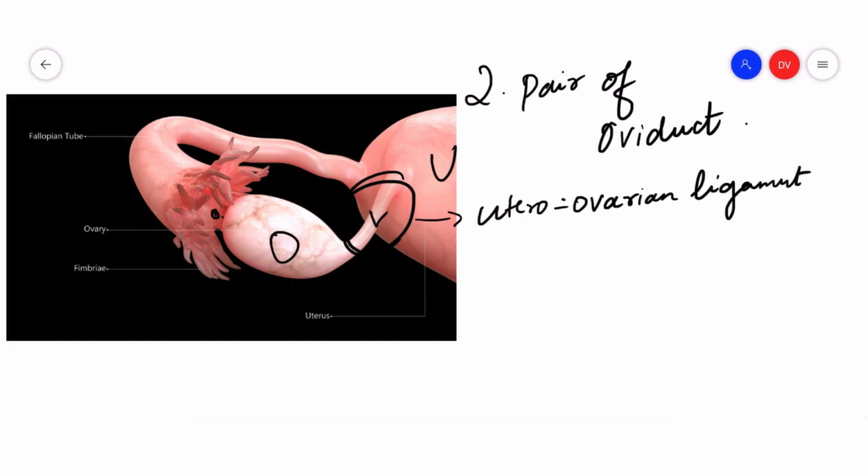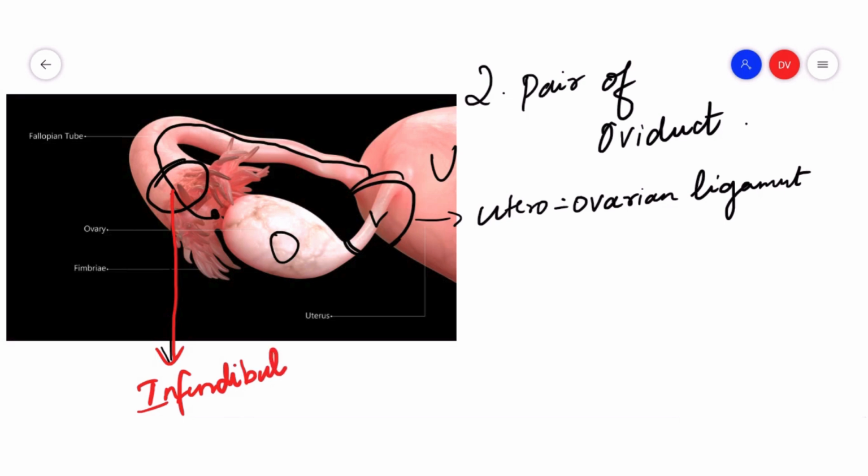So where is it starting from? Here to here. Now, guys, look at these finger-like projections. What is that? I will tell you. This portion is a funnel-shaped portion, right? We call it the infundibulum. It is actually funnel-shaped.